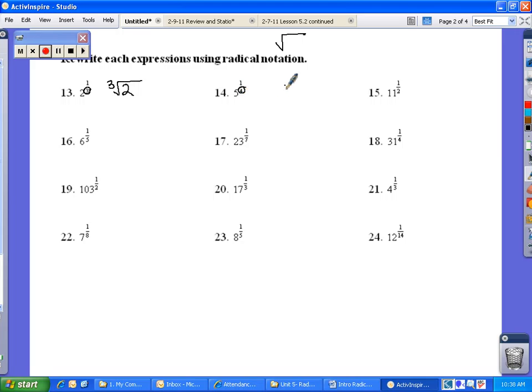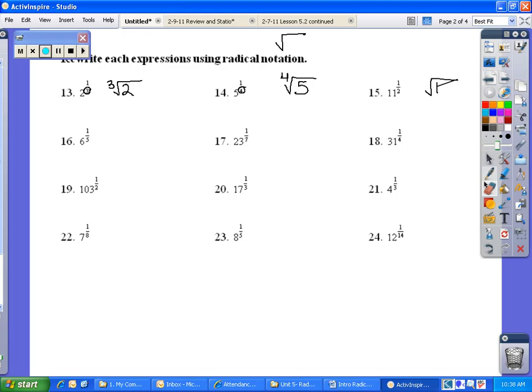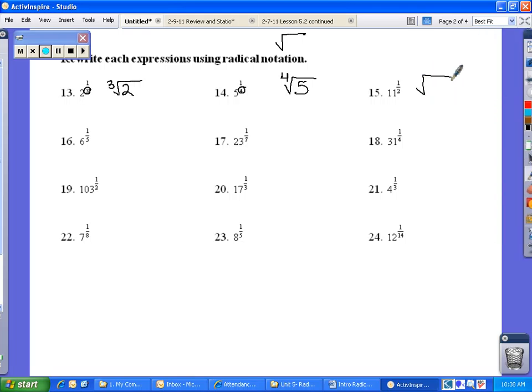4 on the bottom, so that would indicate the 4th root of 5. Number 15 would be the square root of 11 because of the 2. There's that line there. So again, you don't need that 2 on the outside, but if you wanted to write it, you could write it there. But you just do assume that it is the square root of 11.